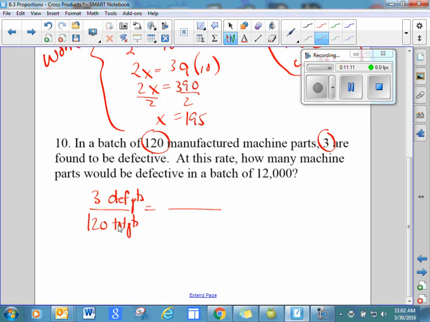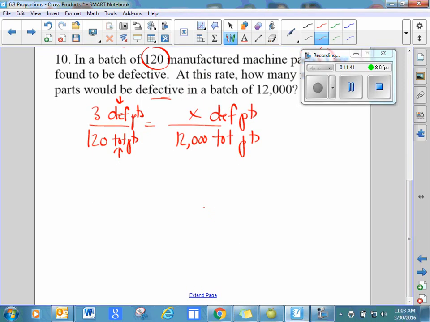These units are really, really important. So we're talking about all parts, so we need an adjective. We need defective parts and we need total parts. Numerator over here, defective parts, total parts. Let's go back and plug in what we're looking for. How many would be defective? That's this guy. If you had 12,000 total. Second step, write the proportion, dropping off your units. 3 over 120 is equal to X over 12,000.